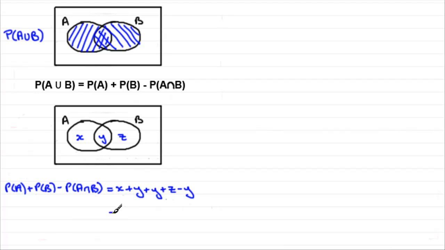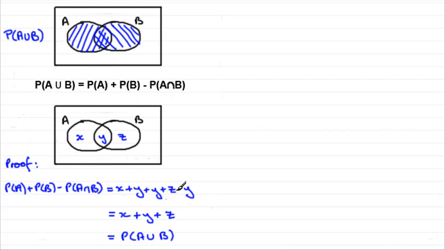And what have we got if we simplify this? Well, we've got the X. And then if we group the Ys, we've got 2Y, take away Y. So that's going to be plus Y. And then we've got this plus Z. So you can see we end up adding X plus Y plus Z. Everything in this region here, which is the probability of A union B. And so there's my proof of that result.